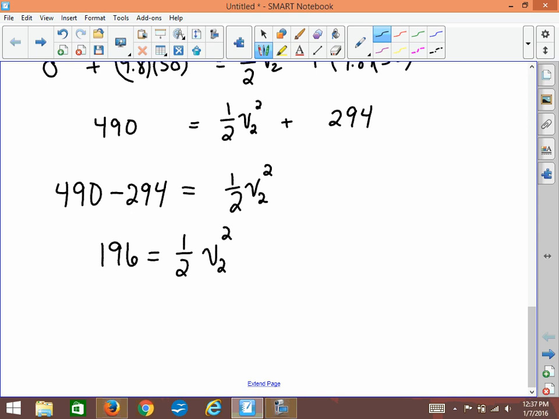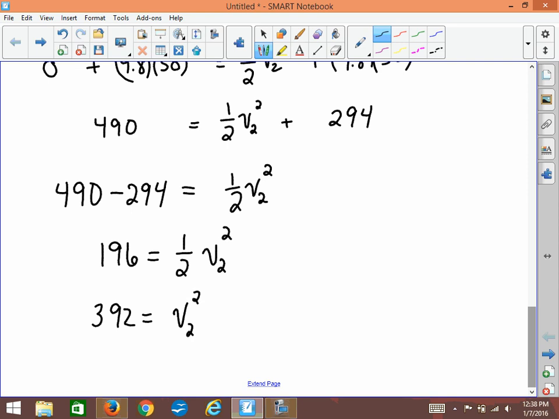The last thing we want to do is we're trying to get the v by himself. We want it to say v equals, right? That's what we're after. So because of that half, if 196 is half of the v2 squared, then double that should be the v2 squared. So the way we get rid of the half is to multiply both sides by 2. So if we multiply both sides by 2, we get 392, and then half of this times 2 turns into v2 squared.